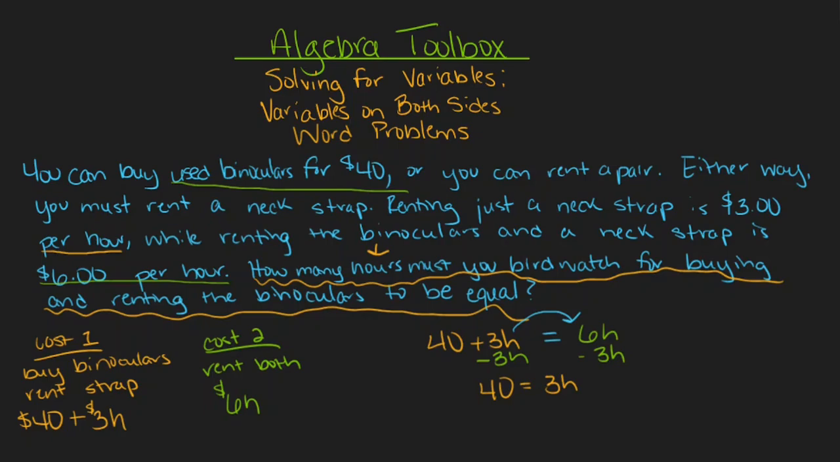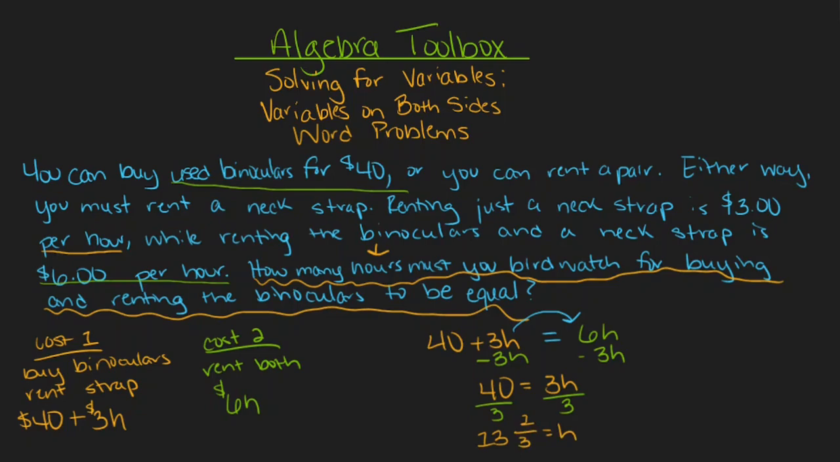I see that 3 is currently connected to h in a multiplication relationship, and so I can break that relationship with the opposite operation, in this case division. So I'll divide by 3 on both sides because I'm dividing by what I want to get rid of, which is that coefficient of 3. When I divide by 3 on both sides, I end up with 13 1/3 equals h.